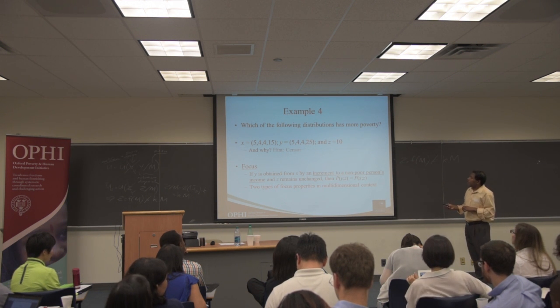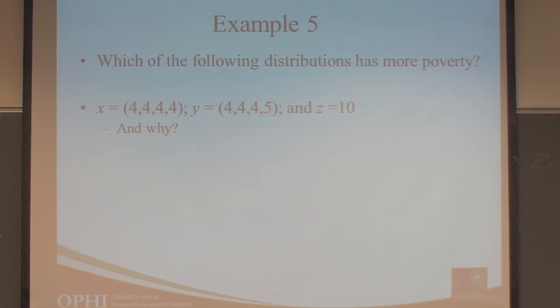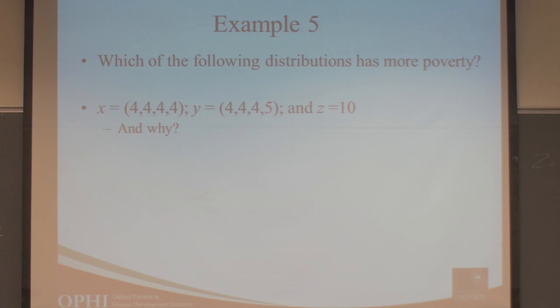Okay. Let's move to example 5. What is the main difference between these two distributions? It's the depth of poverty that's different. Right. So one of the poor persons has higher income. Which distribution should have higher poverty? X. No, in terms of headcount ratio it is the same.